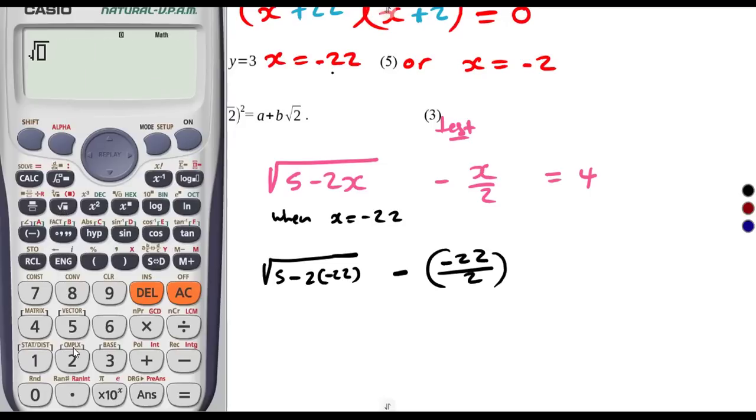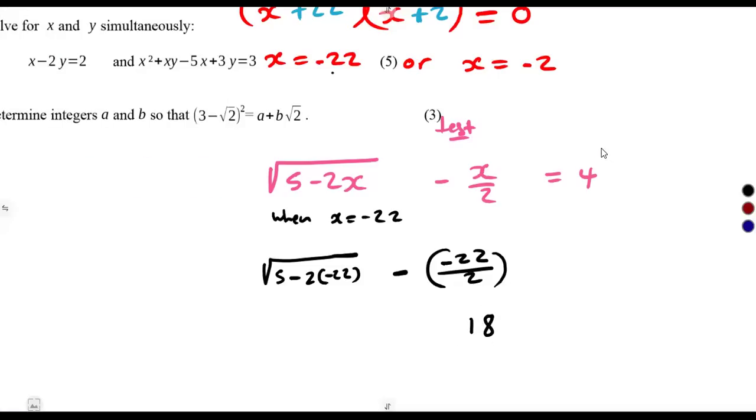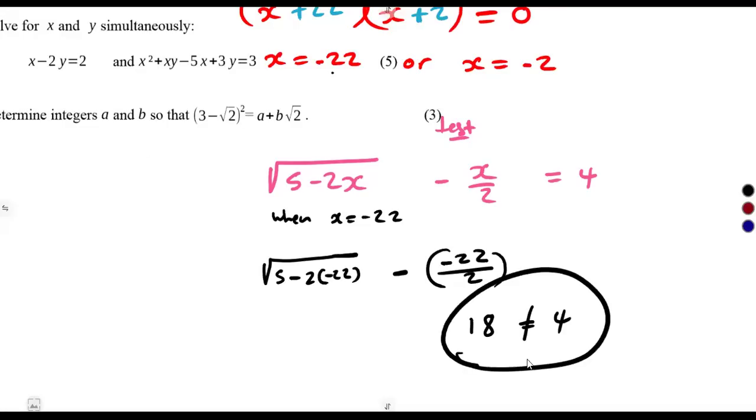That's the square root of 5 minus 2 into minus 22, then we move aside. That's a minus. We subtract minus 22 over 2. So let's see what we are going to have. We are obtaining 18. That's not equal to 4. 18 is not equal to 4.